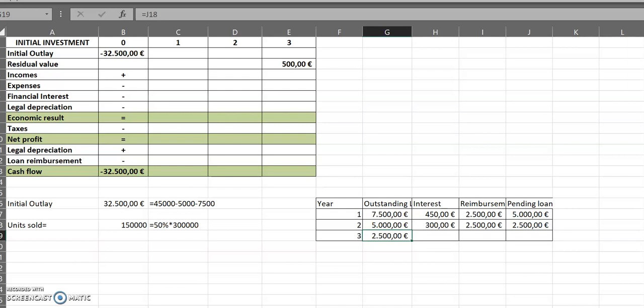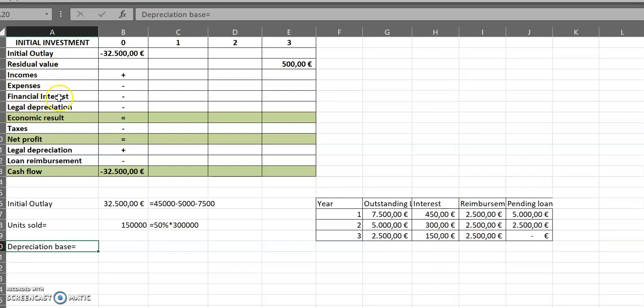And that takes us to the last year of the loan, and we're going to have an outstanding loan of 2,500. We're going to multiply it by the 6% in order to get the interest. And the reimbursement, we set the same amount each year. And the final pending loan is going to be 0. It's completely reimbursed.